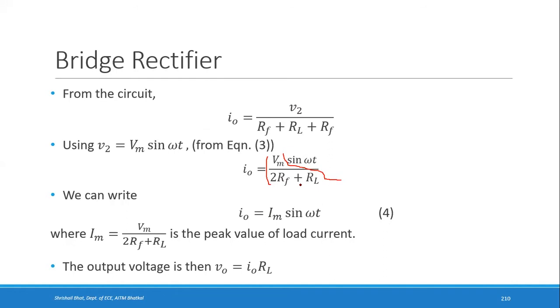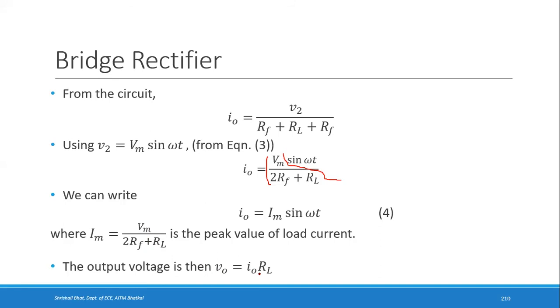So in the case of the half wave rectifier and full wave rectifier, only one diode would be conducting, so only one RF was there. But in the case of the bridge rectifier, this is the main difference we have. The peak current is Vm divided by 2 RF plus RL, right? And the output voltage V naught is equal to I naught into RL. Okay, so now this is about the positive half cycle of the input.